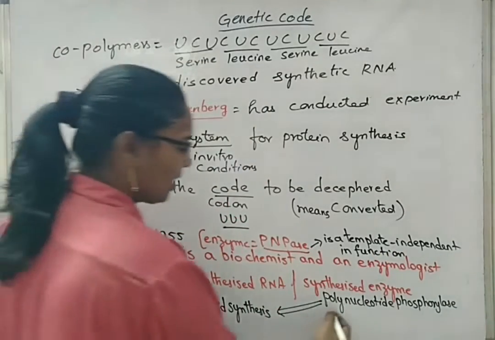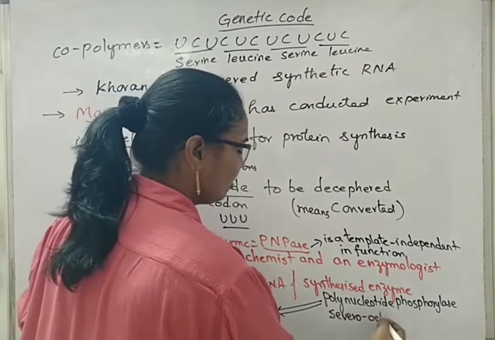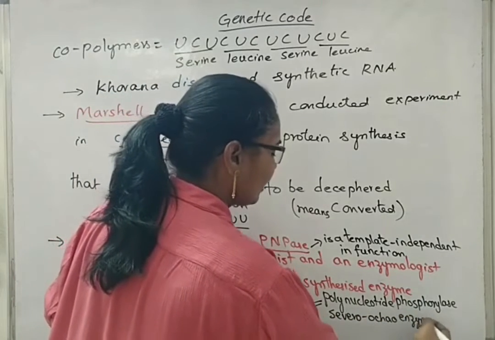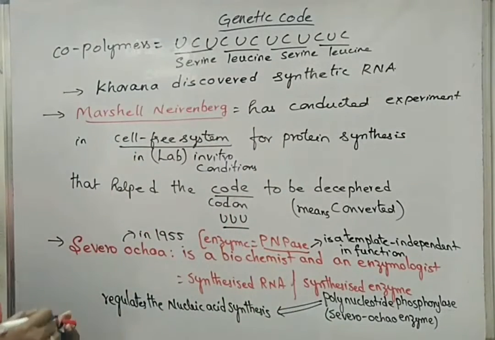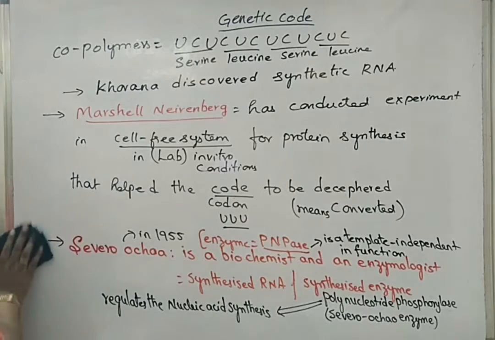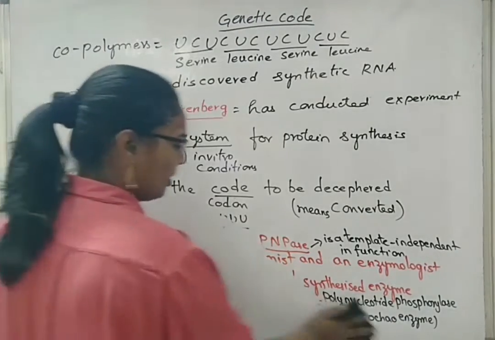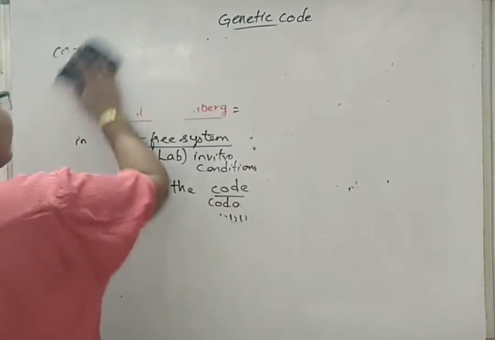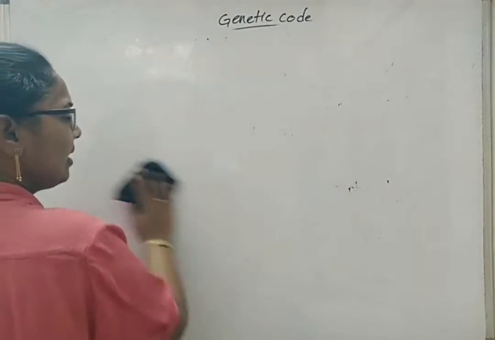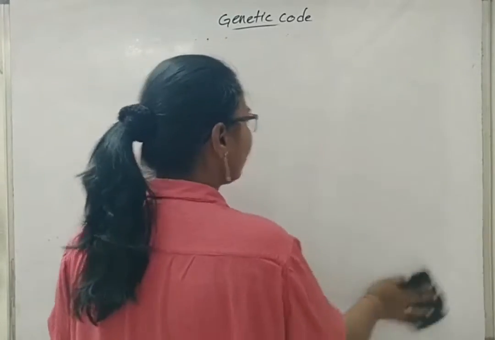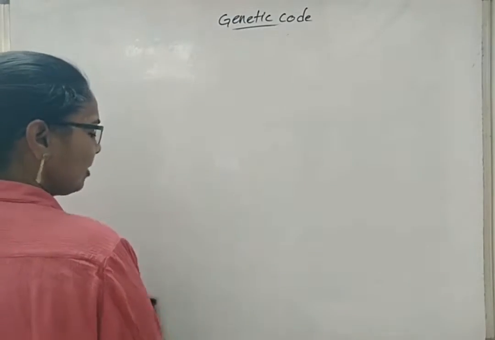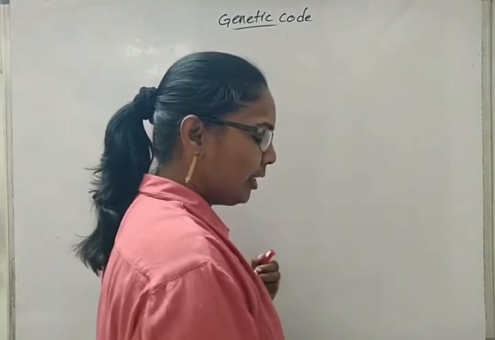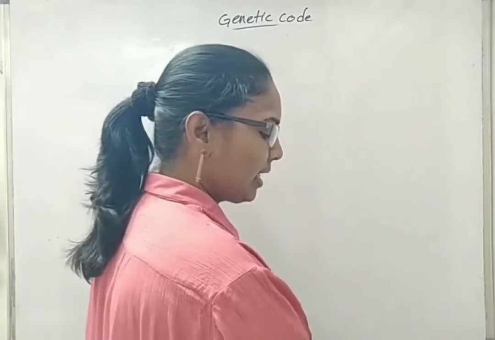This enzyme is also called as Severo Ochoa enzyme. I call it as Severo Ochoa enzyme. You can pronounce as you like. So this is about different propositions given by different scientists. Basing on the knowledge of all these, the genetic code was framed. As we have said that genetic code is nothing but a set of rules and regulations and also the correct combinations of the nitrogen bases into codons is giving out different types of amino acids.